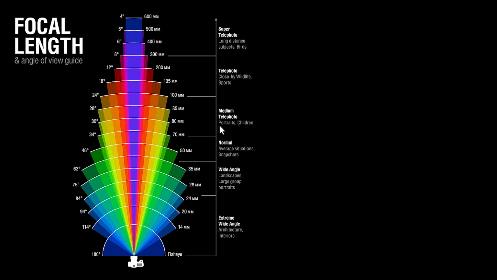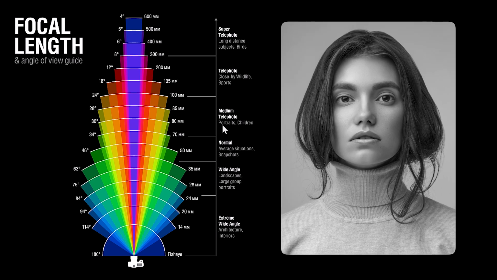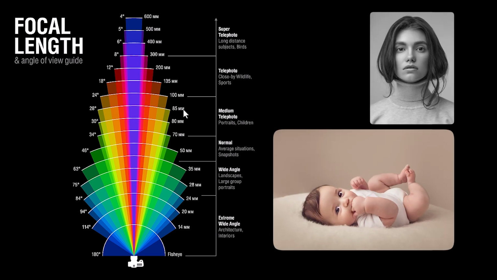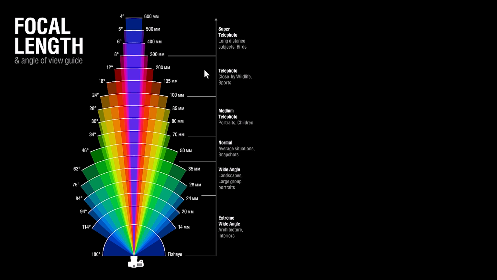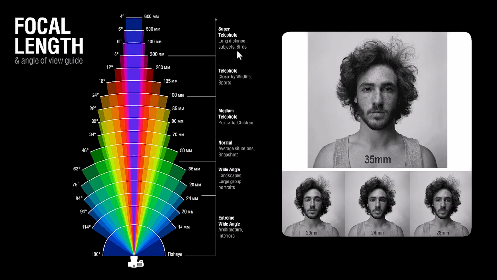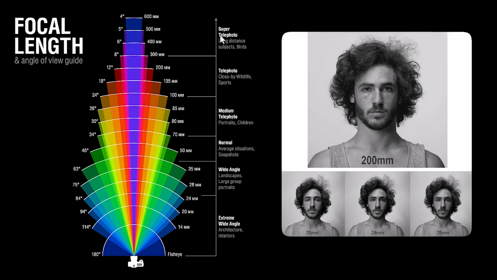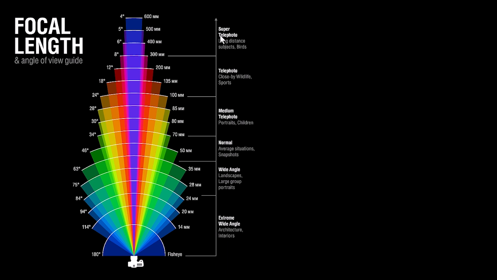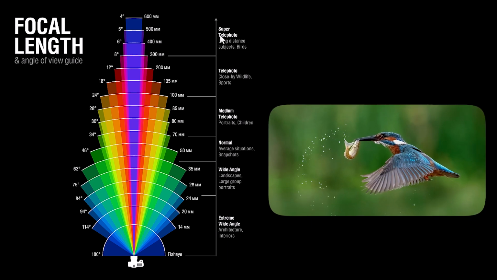Medium telephoto lenses can be used for portraits and photos of children. Now, what happens if a wide lens is used for portrait photography? Let's see the result. This change in facial expression proves to us that each lens should be used in the right place. And finally, super telephoto lenses are used for very far objects, such as photos of birds.